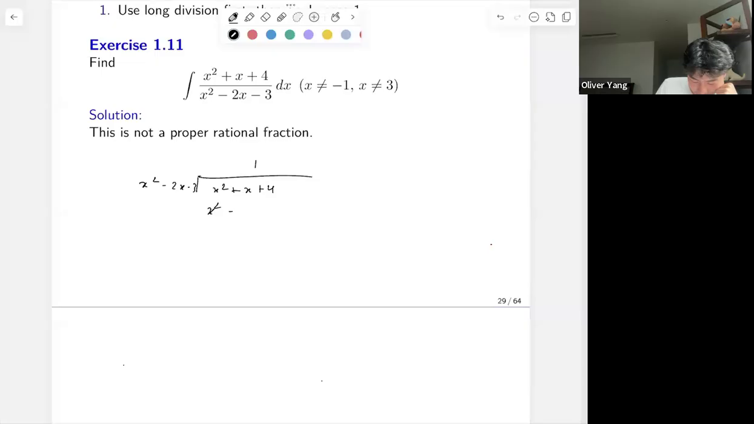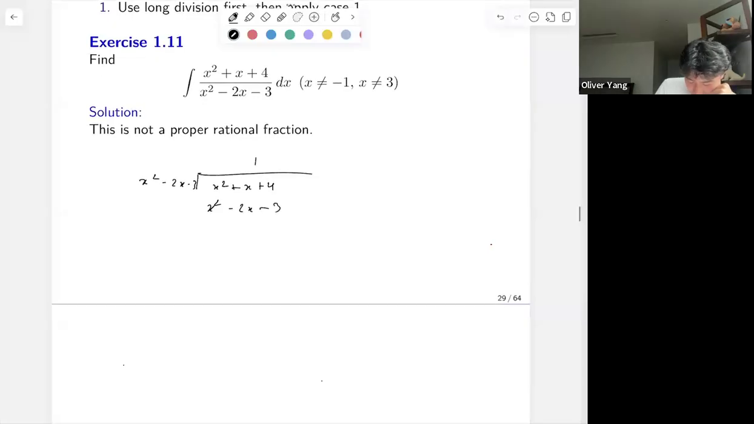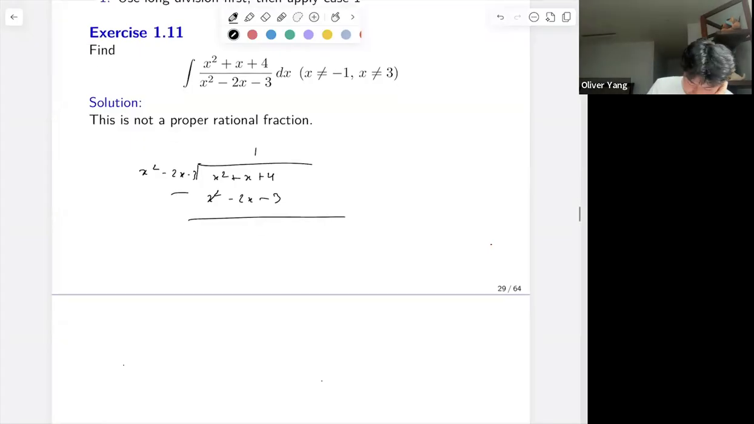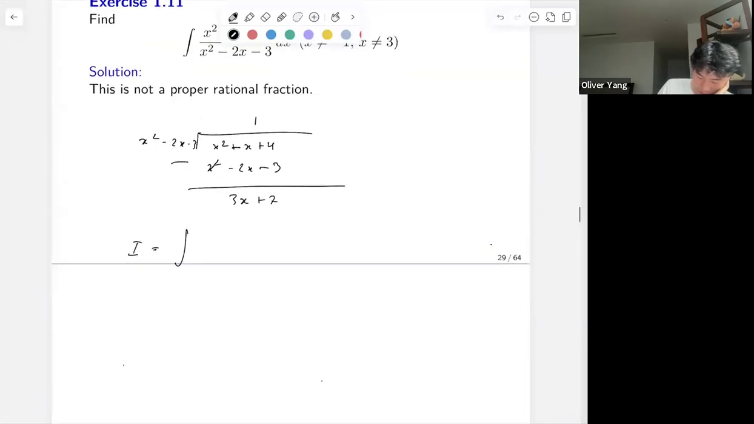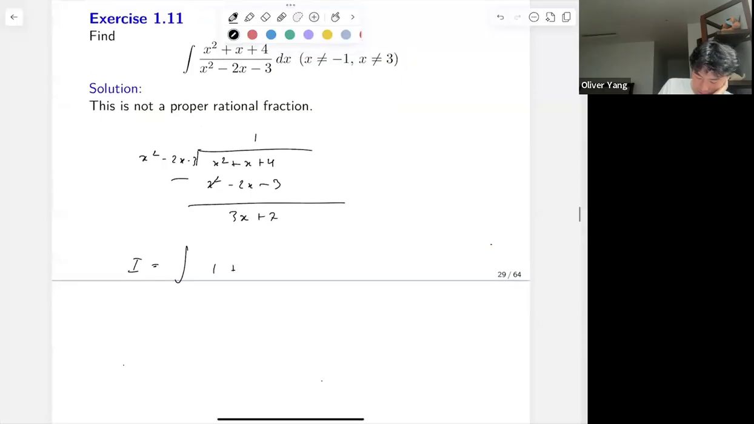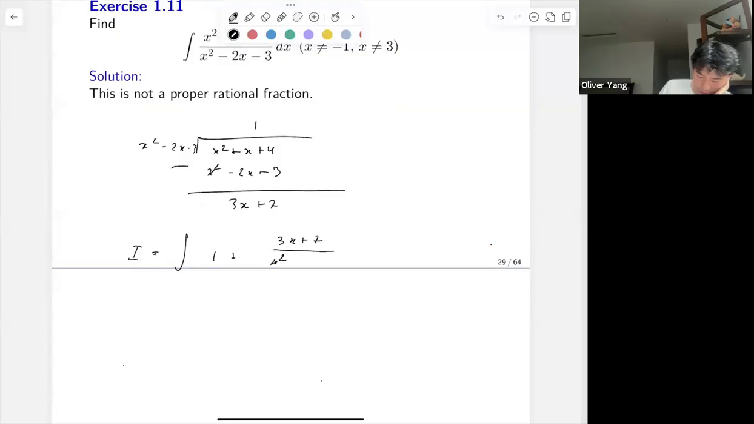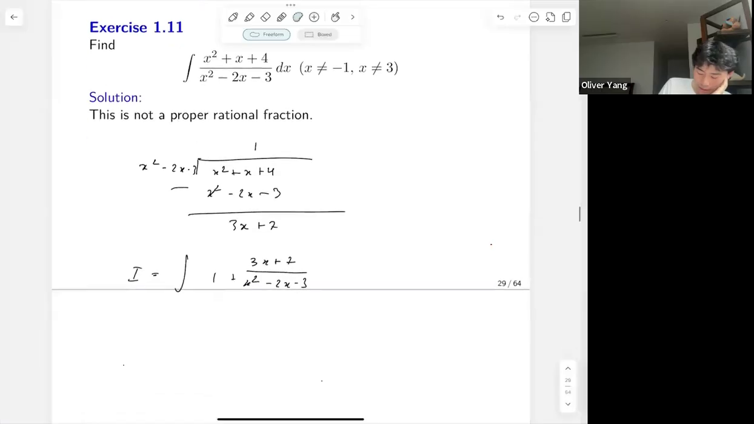x squared minus 2x minus 3. Remember, this is minus here, right? So we're going to get 3x plus 7. So there's a remainder of 3x plus 7. So we're going to rewrite this integral as the integral of 1 plus (3x plus 7) divided by our denominator, right? Because we've just done long division. We're rewriting it, yeah? dx.